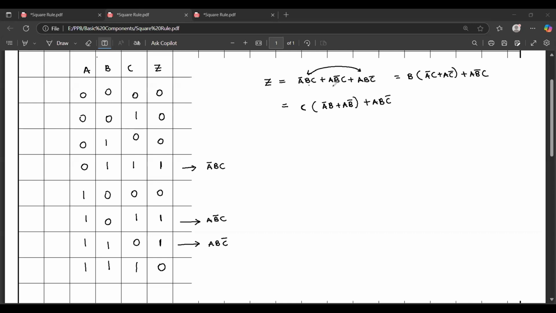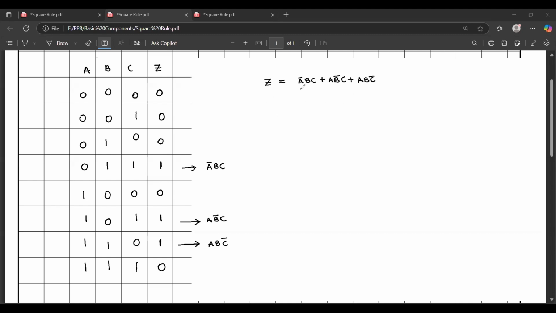And you can take A as a common factor for these two terms. But what will that give us? Well, that will give us B bar C plus BC bar. Again, dead end. So this specific expression actually has no simplification. So we can directly go for drawing the output.